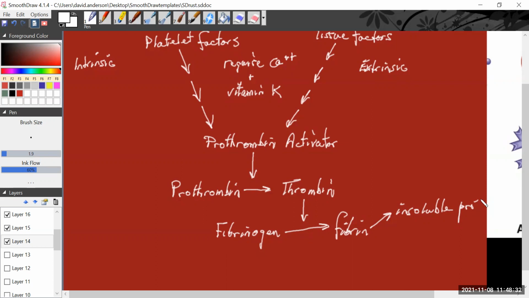So this process takes minutes. So the platelet plug that initially formed is seconds. The coagulation steps are minutes. And then the actual remodeling and reorganization and repair process, it could take anywhere from days to months.